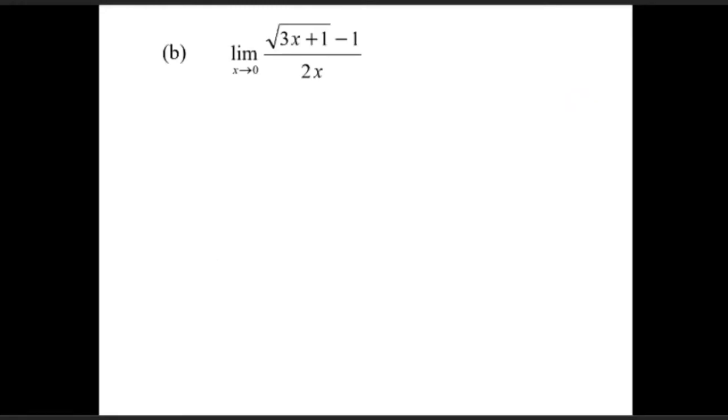Next, question B. Try to substitute the value 0 into the function. What you get is 0 over 0. Because 3 times 0 is 0 plus 1 is 1. Square root of 1 minus 1 is 0 over 2 times 0 is 0. So whenever it's 0 over 0, you have only two options. Whether to use factorization method or to multiply the conjugates.